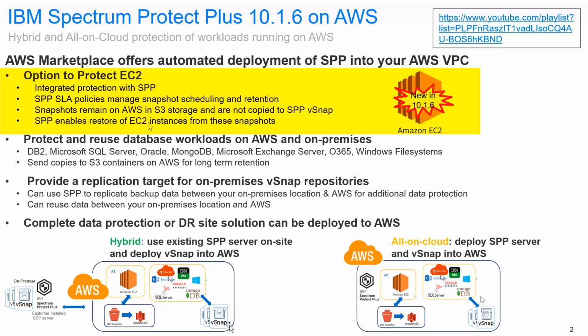What this demo is going to highlight is the new option in Spectrum Protect Plus 10.1.6 to protect EC2. And I'll be showing you how during your AWS Marketplace configuration of Spectrum Protect Plus, you can enable EC2 protection on Spectrum Protect Plus. And basically, Spectrum Protect Plus will create an SLA policy that'll manage the snapshot scheduling and retention of the EC2 snapshots. Now, the EC2 snapshots will remain on AWS in S3 storage, but Spectrum Protect Plus will also enable the restore of the EC2 instances from these snapshots.